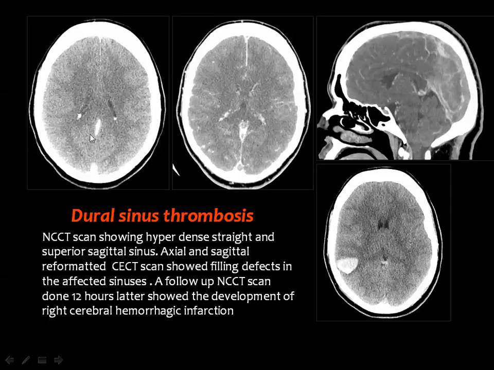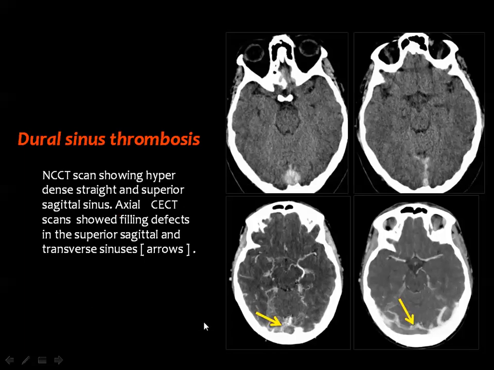And of course, you know that this is the site of the straight sinus, and this is the cut section through the superior sagittal sinus. If you inject the contrast material, you will see a filling defect within the thrombosed straight sinus and superior sagittal sinus. And you know that one of the complications of dural sinus thrombosis is the development of hemorrhagic brain infarctions. If you see a hemorrhagic lesion in one of the cerebral hemispheres, then you know that this is a hemorrhagic infarction secondary to dural sinus thrombosis.